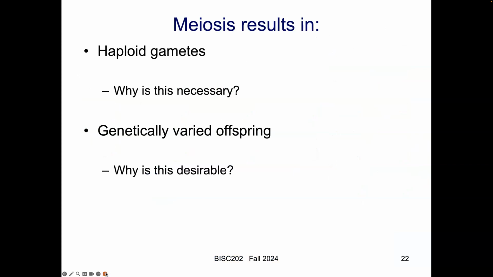Okay, so meiosis results in gametes that are haploid, or spores that are haploid in the case of fungi. And so you should hopefully understand at this point why this is necessary. And then it gives you genetically varied offspring. The progeny they produce are not the same as each other, and they're not the same as either of the parents. And you should have some idea of why this is a desirable thing.